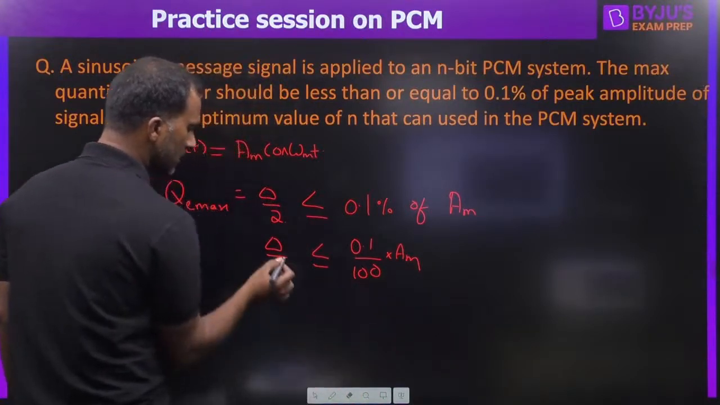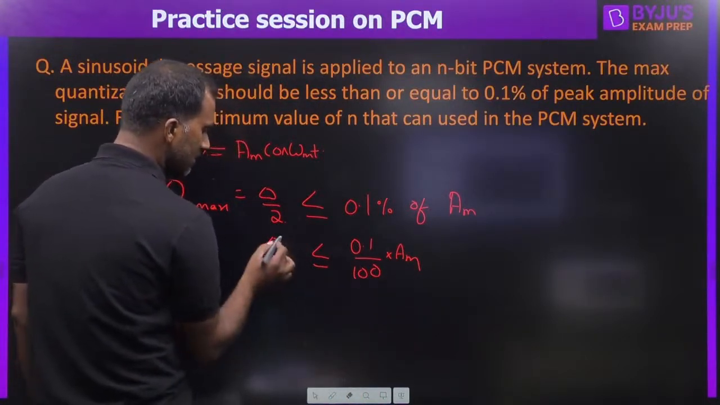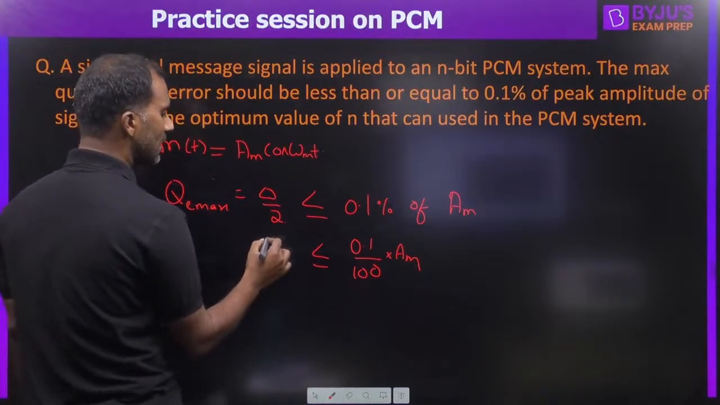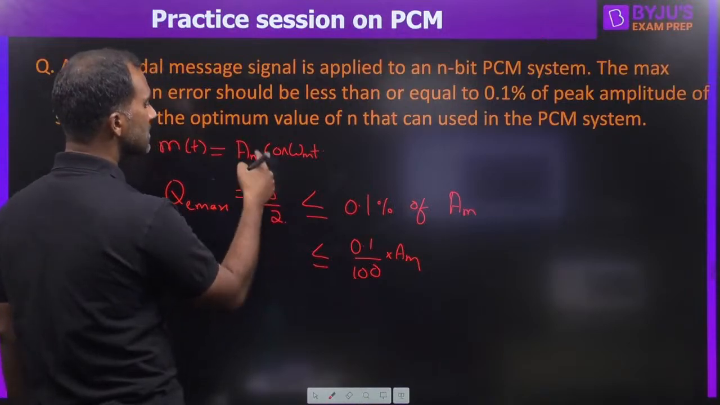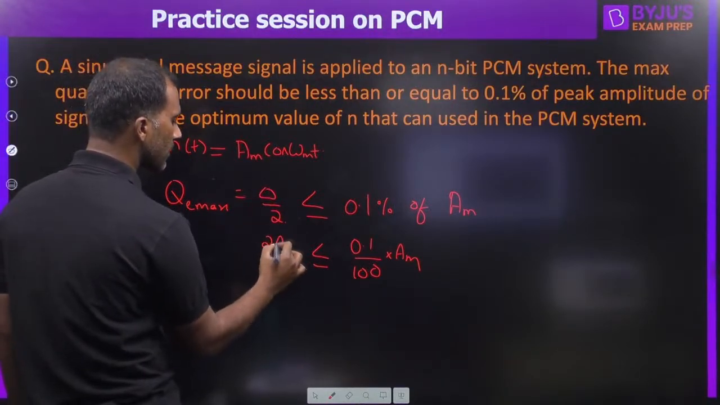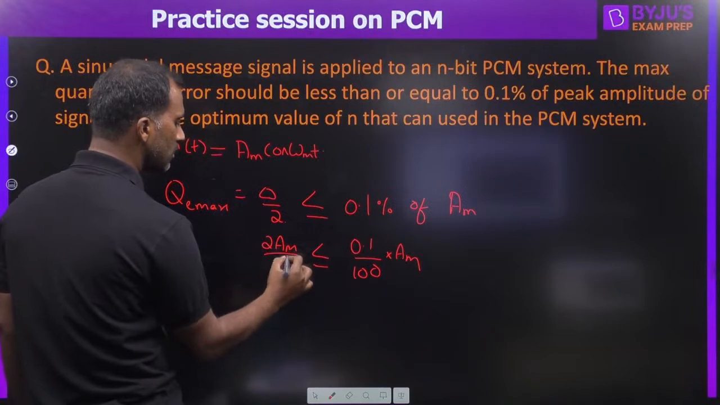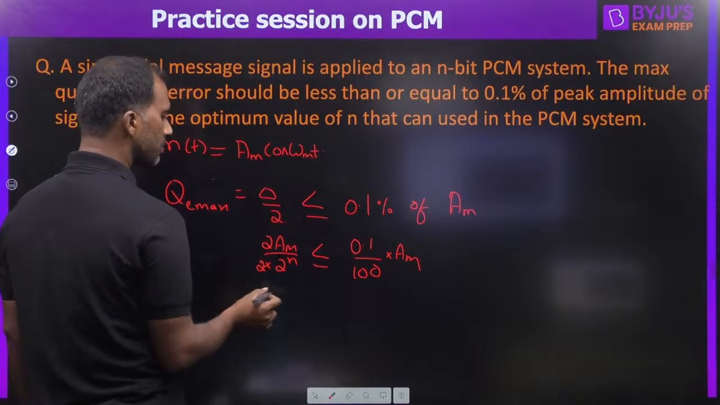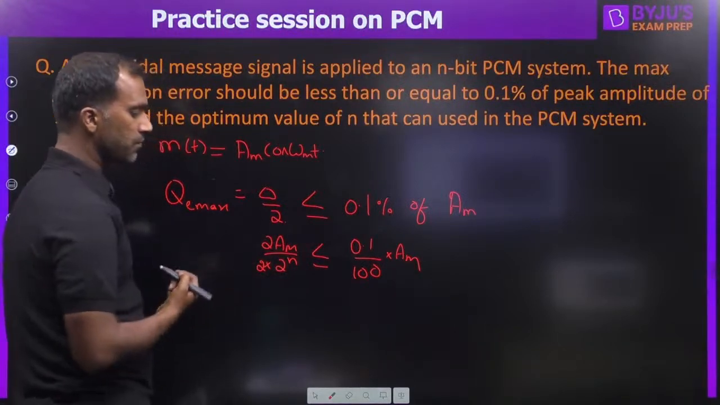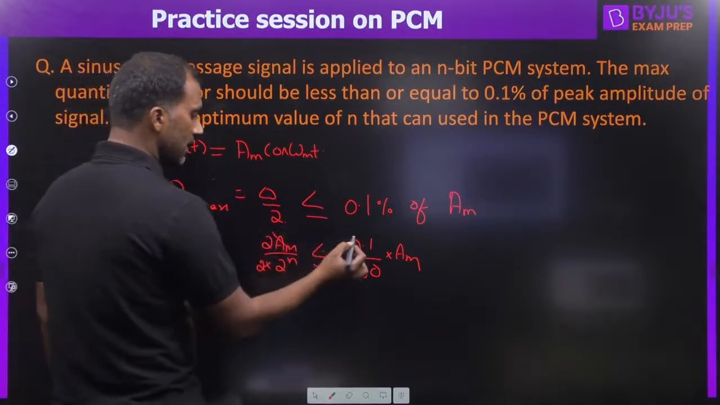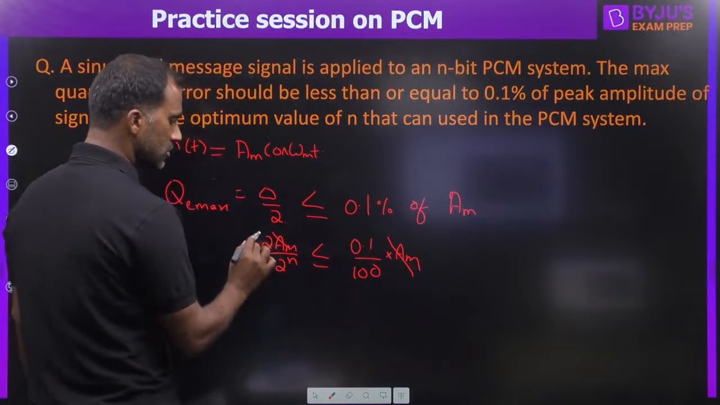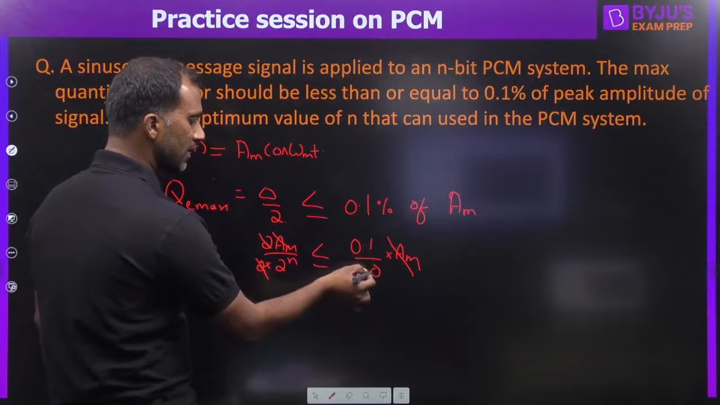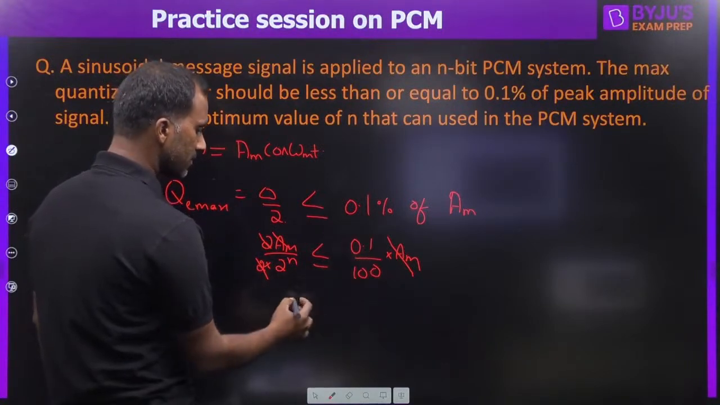And how about this one? Delta by 2. Can we change this one? Delta also we have a formula, no? Voltage swing divided by 2 power n. What is voltage swing in this case? It is 2 AM. 2 AM divided by 2 to the power of n, divided by 2, because we want delta by 2, no? This is delta and this is 2. Right. AM gets cancelled and this 2 and 2 gets cancelled. So 0.1, if you bring it to the numerator, it becomes 10. So it becomes 1000 here.